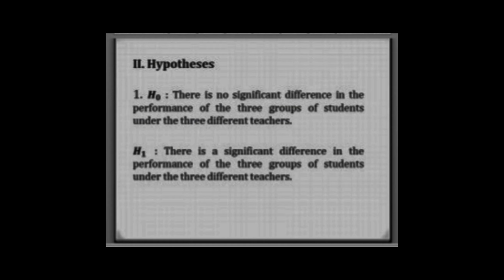Now, we can formulate three hypotheses. First, we will have the null hypothesis: there is no significant difference in the performance of the three groups of students under the three different teachers. And our alternative hypothesis would be there is a significant difference in the performance of the three groups of students under the three different teachers.